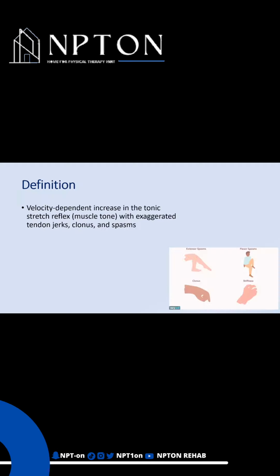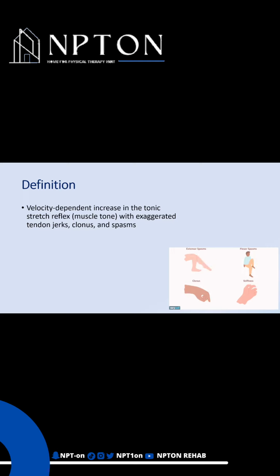What is spasticity? Spasticity is velocity dependent increase in muscle tone. This appears as exaggerated tendon jerk, clonus, spasm. لازم نعرف نفرق بين الspasticity والrigidity. Spasticity is velocity dependent. الrigidity is velocity independent.